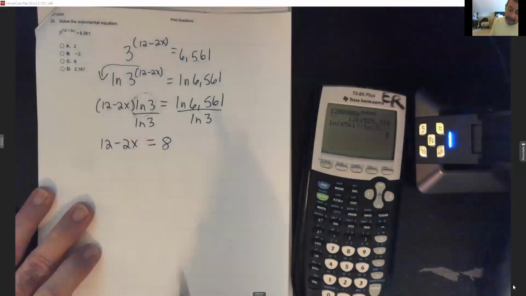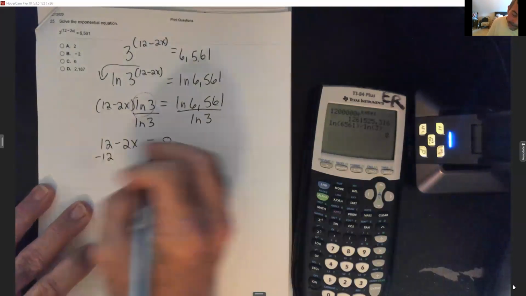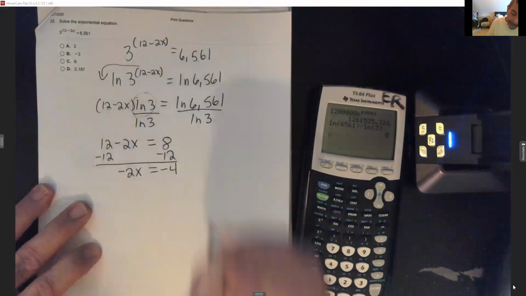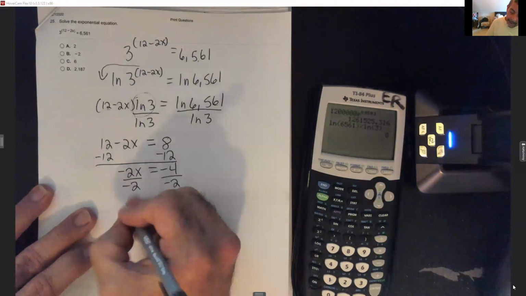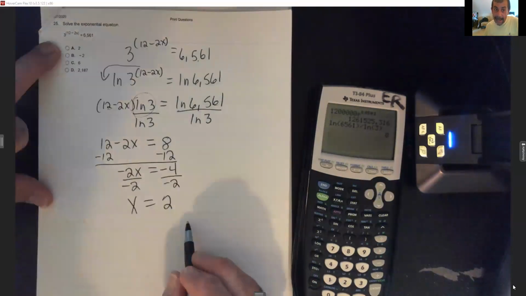All right, so now to finish off, solve for the x. I would subtract 12 from both sides. So negative 2x would equal negative 4. And then there you go, divide by that negative 2. So x actually becomes a positive 2. That's A in alpha, and then you got it.